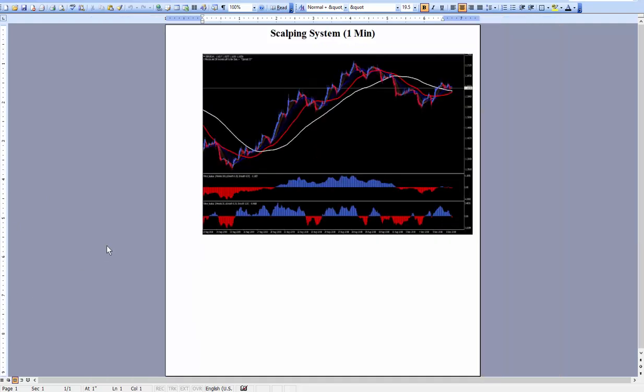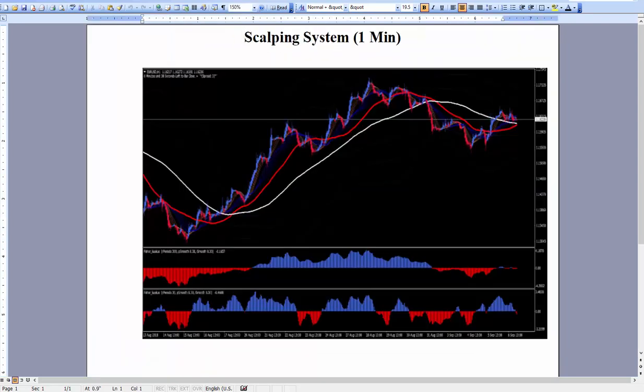So only a few more left here. Blow this up a little bit so you can see it. It is a scalping system on the 1 minute. This one looks quite interesting. Obviously when the two lines cross here and everything is blue, it looks like a very easy, good scalping down on the 1 minute time frame.